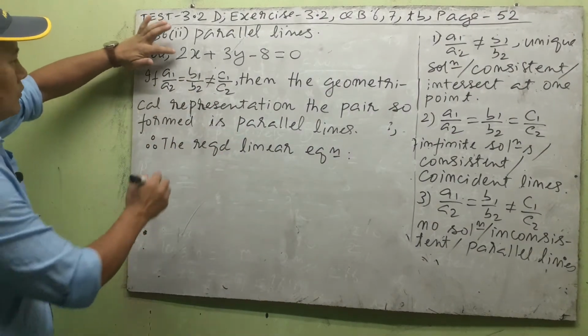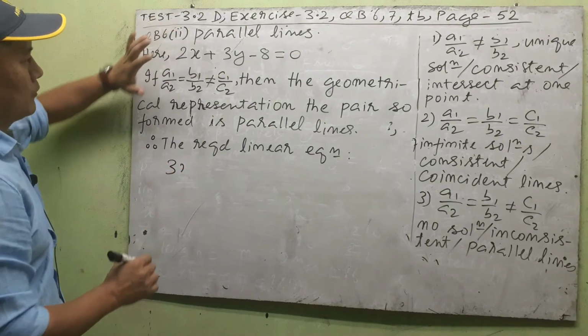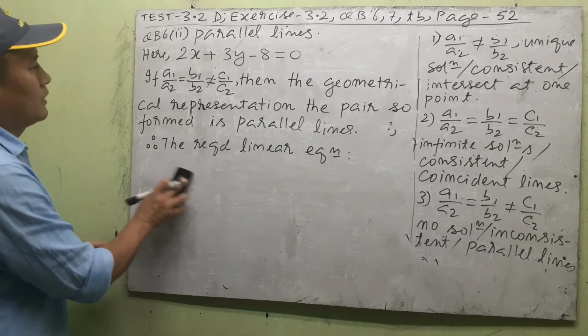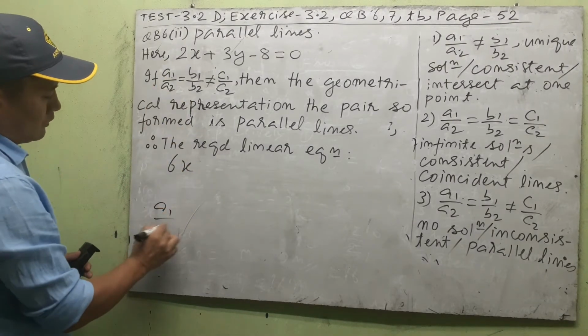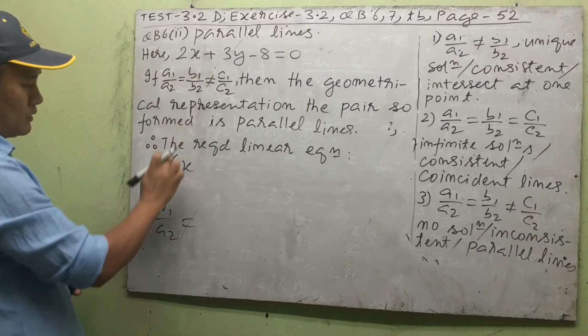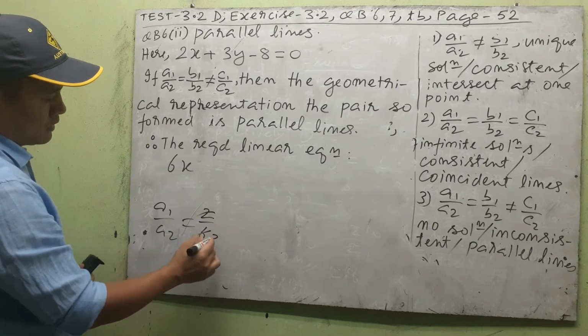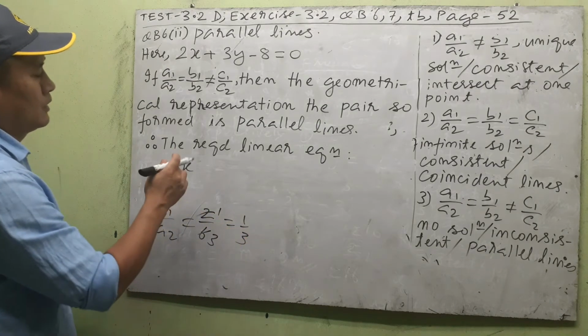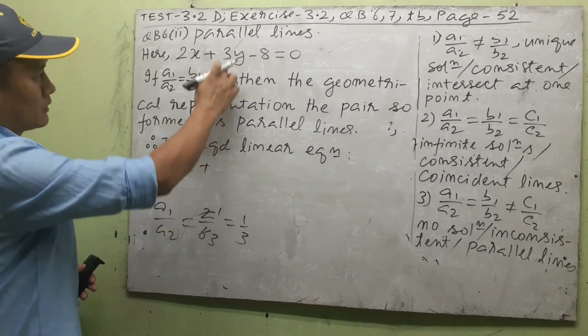So A1 by A2, so 2 by, let us say, 3x. Okay, so 2 by, we think you can put 6x, let us say. Then here, A1 by A2 will be, coefficients of x are a1 and a2, 2 and 6. 2 threes are 6, so 1 by 3. So we know it should be equal to b1 by b2.